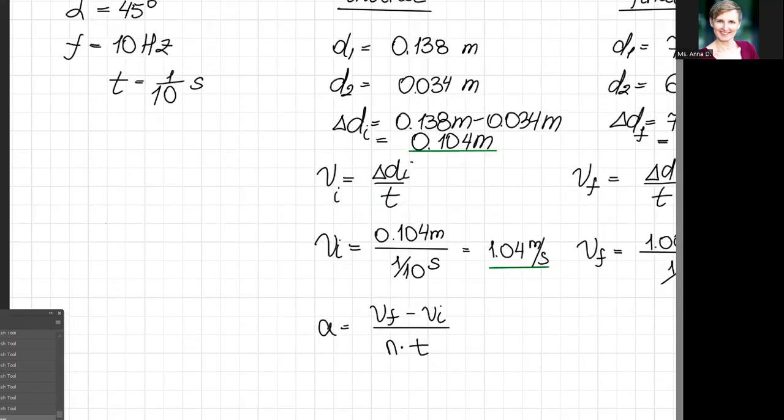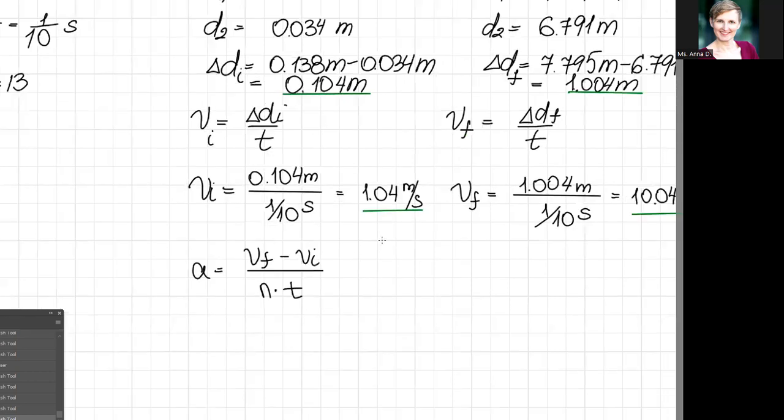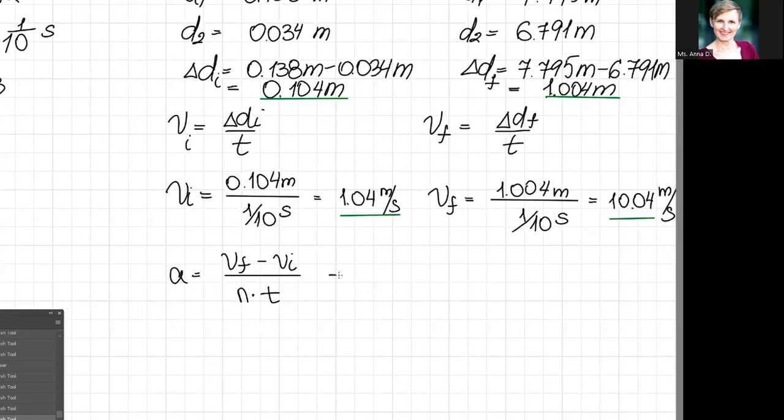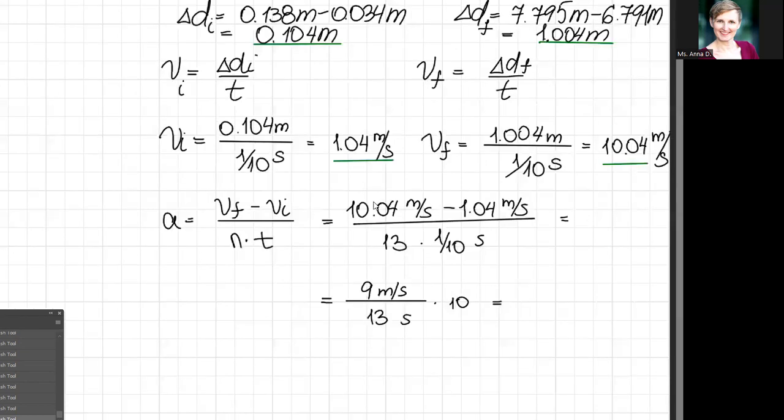I will make a record of that. And then I will insert my values and calculate the acceleration. So once I put my values in, 13 is the number of time intervals. Each interval is 1/10 of a second. Difference between final and initial velocity is 9 meters per second.